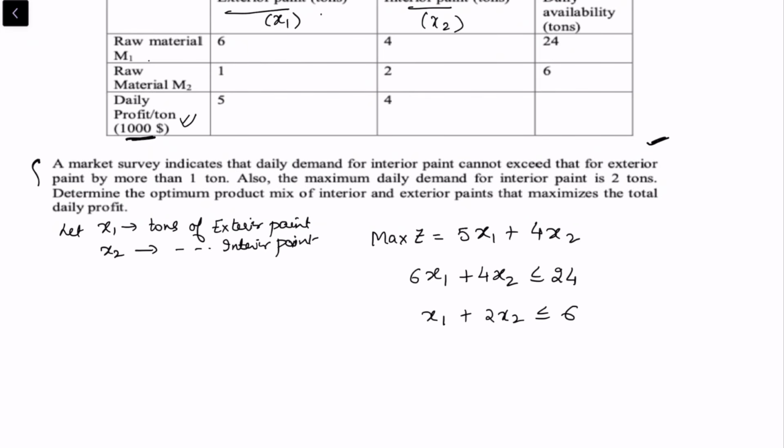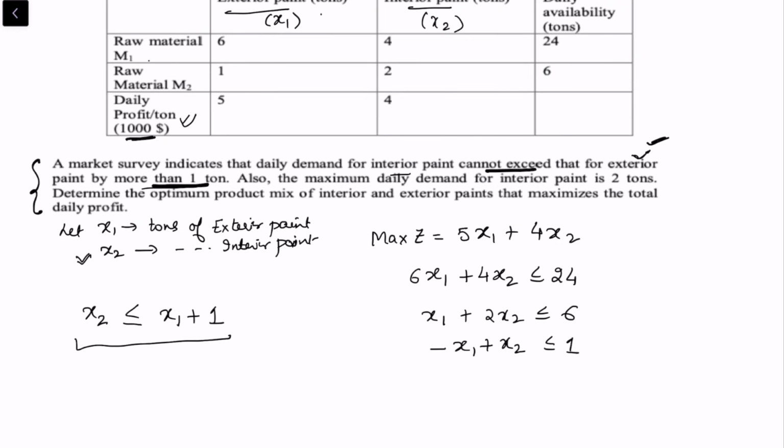Let's see what is written in the last paragraph. A market survey indicates the daily demand for interior paint cannot exceed that for exterior paint by more than 1 ton. Which means the interior paint, which is x2, will not exceed the exterior paint by more than 1 ton. So I will add plus 1, and this becomes the restriction on the x2 variable. I may write this as minus x1 plus x2 less than or equal to 1. So that also becomes one of the constraints.